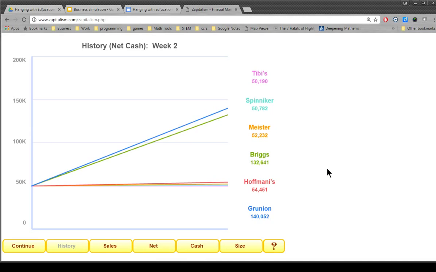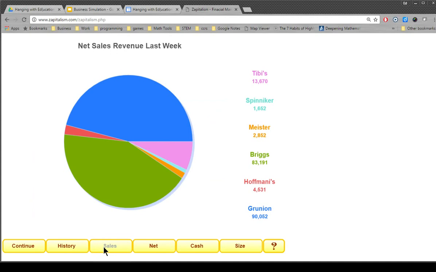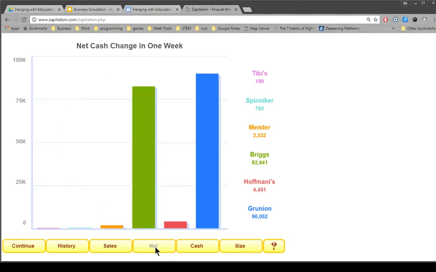And we get to see a graph of how things are going. So it looks like Grunion's doing pretty good, and then Briggs is doing well. This is in terms of history. But if I do sales, I get to see a pie graph of who's selling the most. Looks like it's blue versus green here. And the net effect, I can see that.